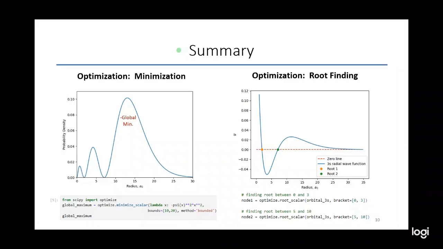In this session, we explored two different optimization problems: minimization and root finding. We demonstrated examples of both. Minimization was achieved using the minimize_scalar function or minimize function, while the root finding problem was solved with root_scalar function or root function. The key similarity between these two functions is that both require a function to optimize.